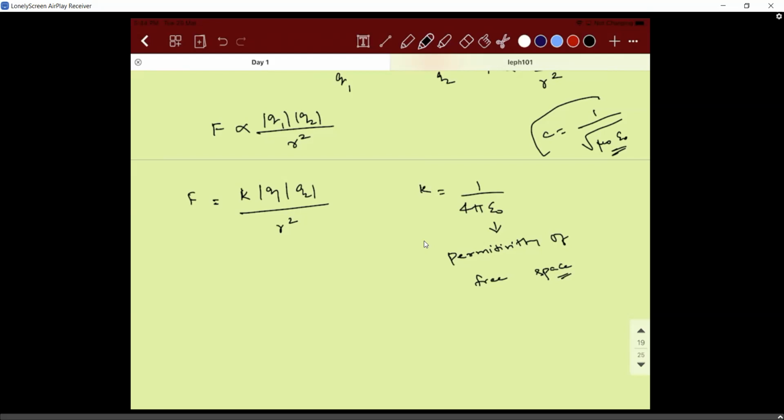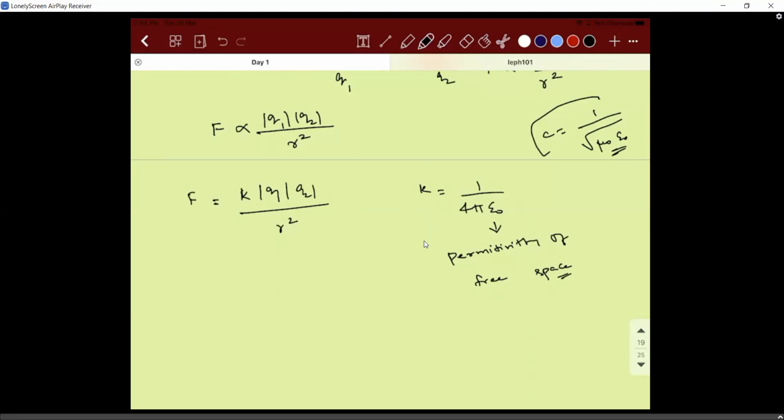Mu naught is permeability. C is the speed of light, which you write as 3 into 10 power 8. Actually, the back-end meaning of 3 into 10 power 8 is this mathematical formula. We'll learn about this in the 8th chapter, so let's not worry about it now. So C is equal to 1 divided by root of mu naught into epsilon naught.